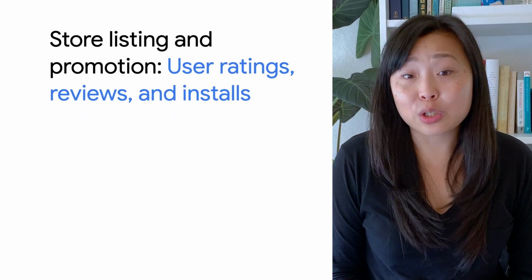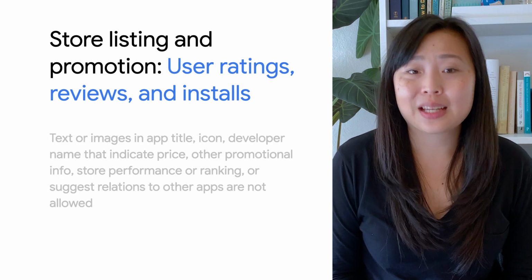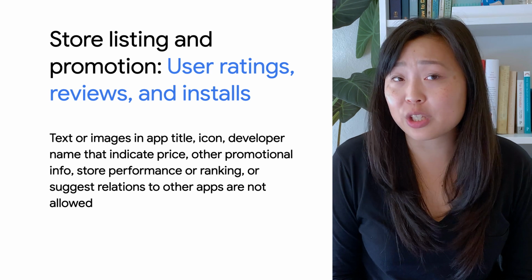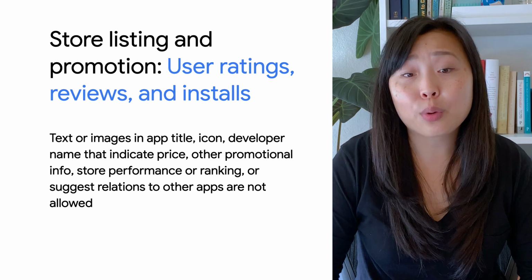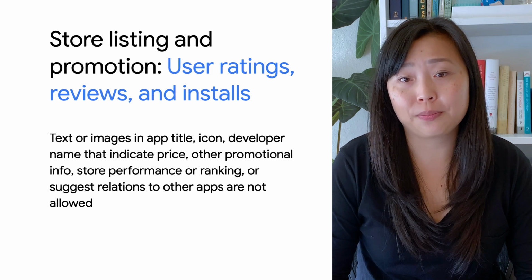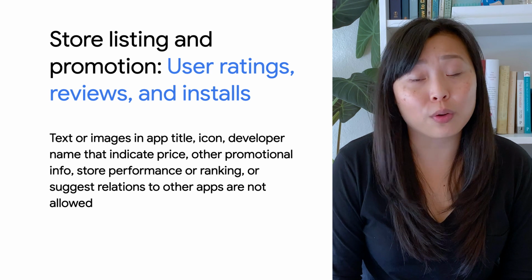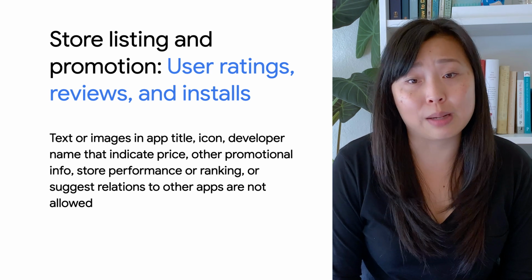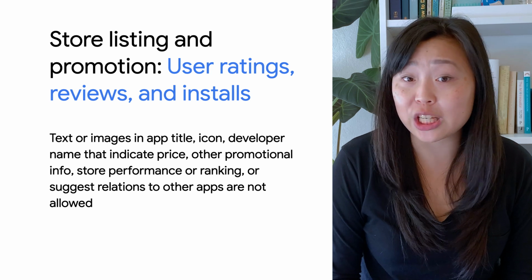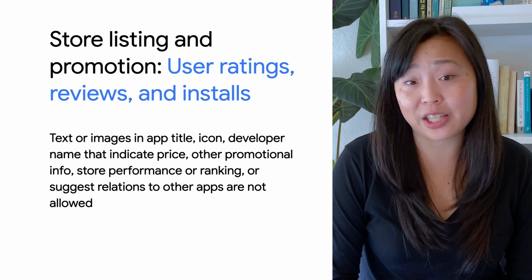We're also adding a new guideline on incentivized installs, reviews, and ratings. These include using text or images in your app title, icon, and developer name that indicate price or other promotional information. Developers must not add text or images that indicate store performance or ranking, or suggest relations to existing Play programs in the app title, icon, or developer name. Let's take a look at some examples of violations.